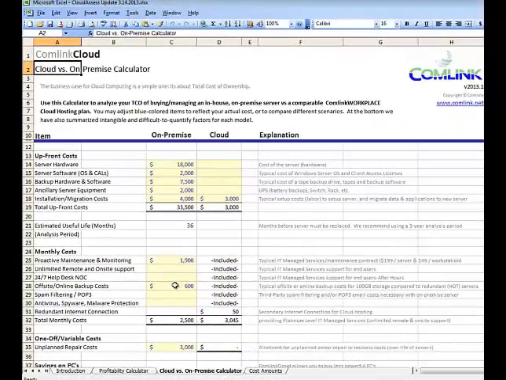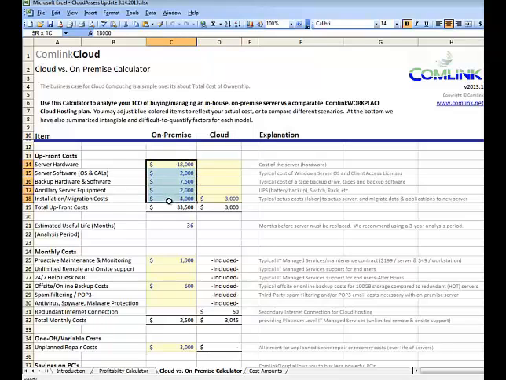Okay, this is where it really starts to get fun. This is the cloud versus on-premise calculator presentation. This is the customer-facing tool, the tool that you'll use to demonstrate to your customer the actual total cost of ownership, comparing an on-premise hardware refresh to migrating them to the cloud.